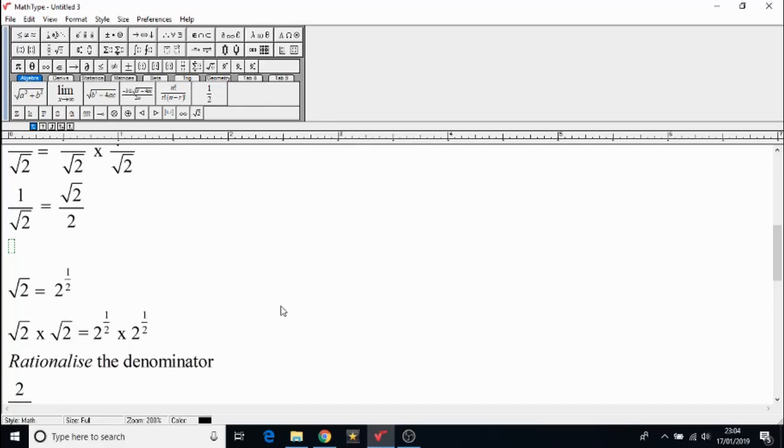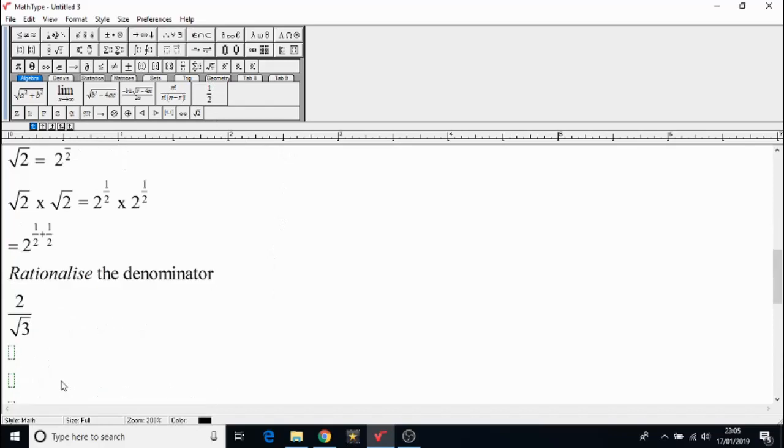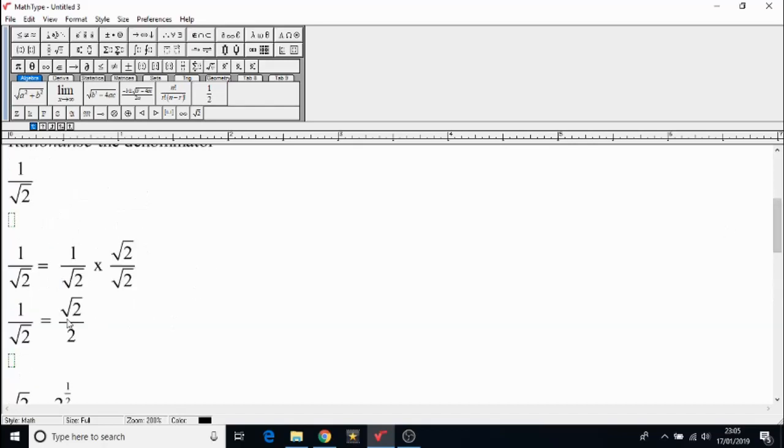When you multiply those two together, by the laws of indices, you add the indices. Therefore, you've got 2, and a half plus a half is 1. So you've got 2 to the power of 1, which is the same as 2. So that explains why you have 2 as a denominator when you multiply the square root of 2 by the square root of 2.